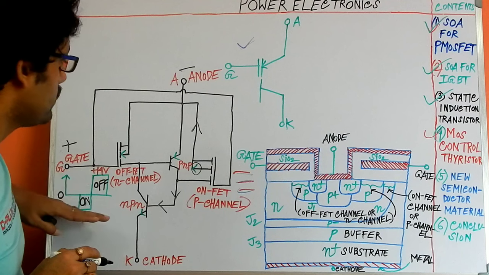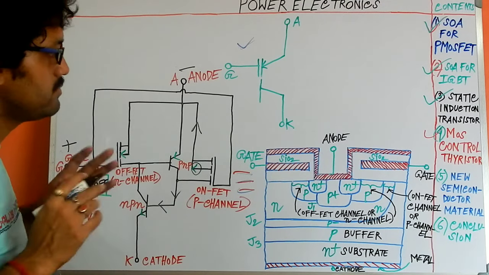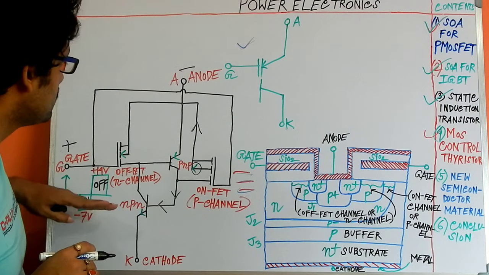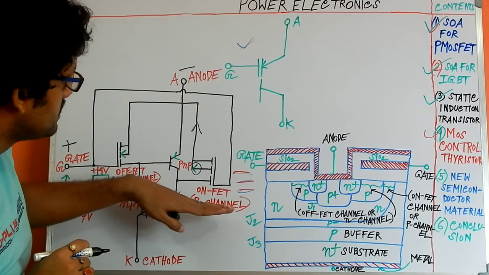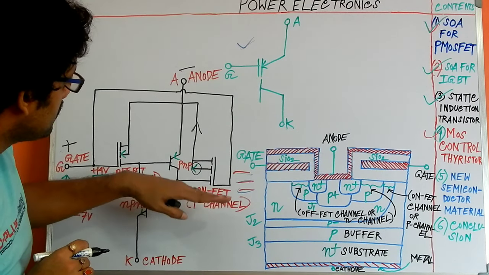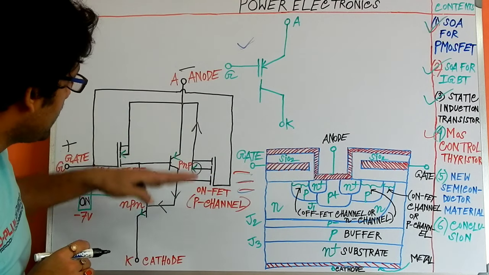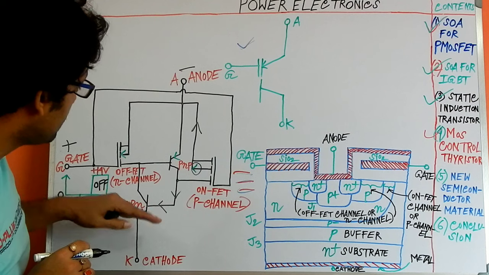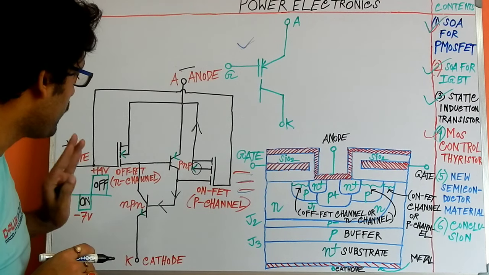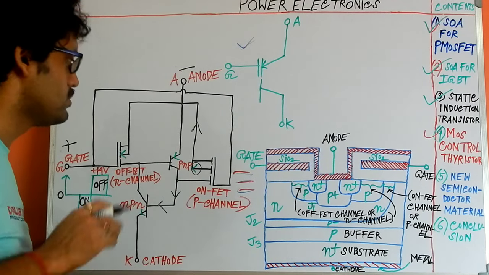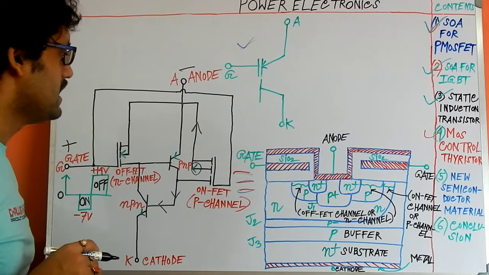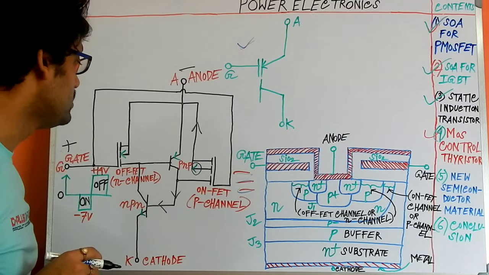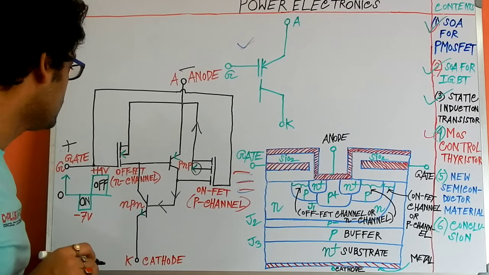So I want to repeat the same steps over here. Negative charge, turn on the P channel on FET, turn on the PNP, and enhance the base current of the NPN transistor, turn on the NPN, and a proper connection between the anode and cathode. So these are the steps used to turn on our device. This is for the negative pulse voltage.